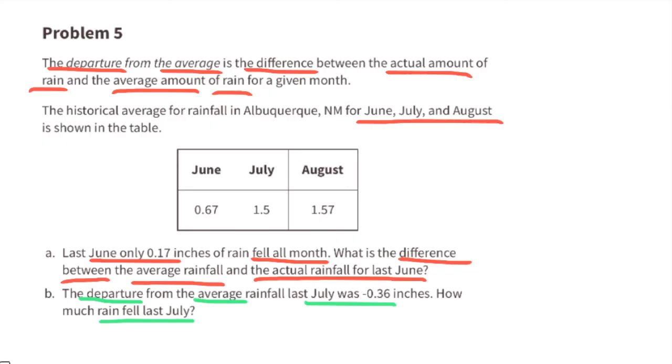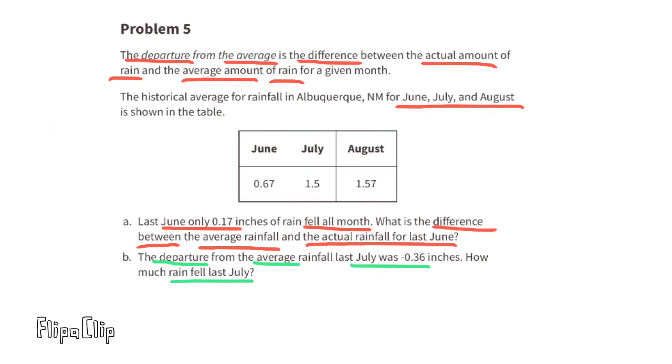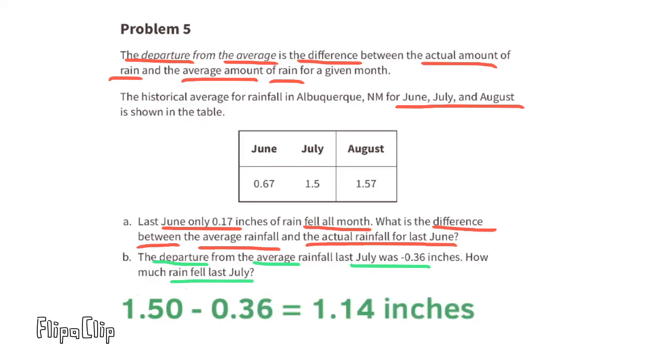B. The departure from the average rainfall last July was negative 0.36 inches. How much rainfall fell last July? 1.5 inches minus 0.36 of an inch equals 1 14/100 inches. Last July, there was 1 14/100 inches of rain.